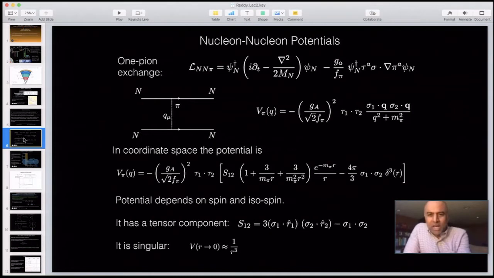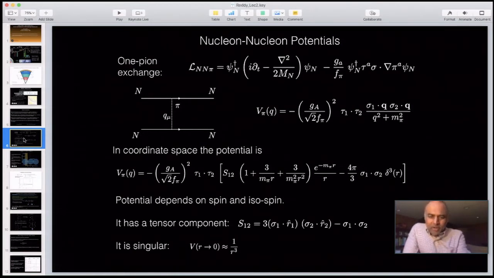So when you look at the expression on the right-hand side, it looks very simple. It looks like it's got a tau1 dot tau2, which tells me that the pion exchange depends on the isospin of the nucleons, where tau1 and tau2 are the isospin matrices. And it also depends on the spin of the nucleons, where sigma 1 and sigma 2 are the Pauli matrices for spin associated with the nucleon state.